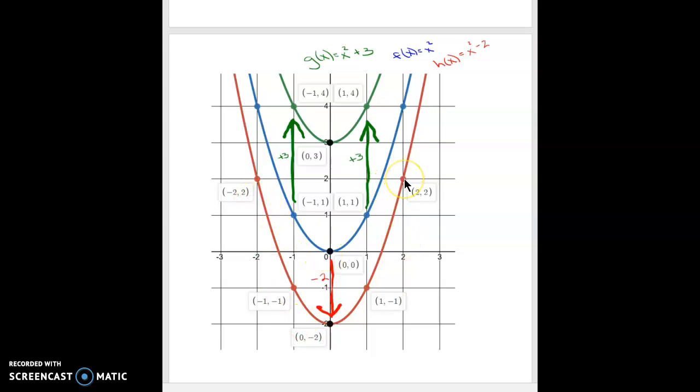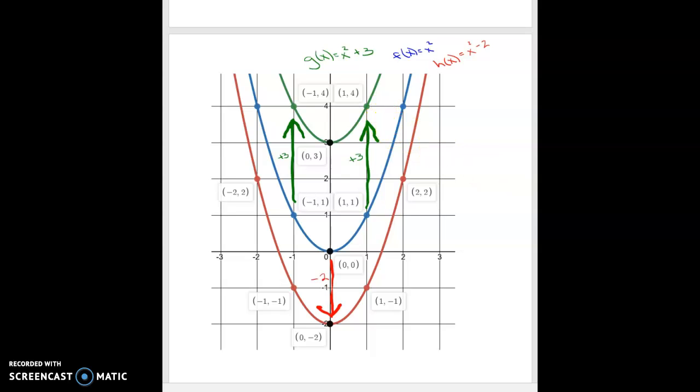So like here's a red one. Actually, I'll focus on this one right here: 1, negative 1. If I go up 2 units, I would get the parent function. And if I go up 3 units, I would get the green function. Okay, so you might be asked to compare them, and in this case, you would just be saying it's a vertical translation up or down.